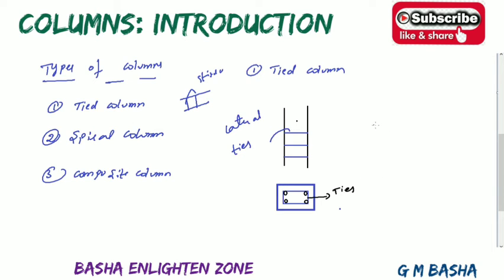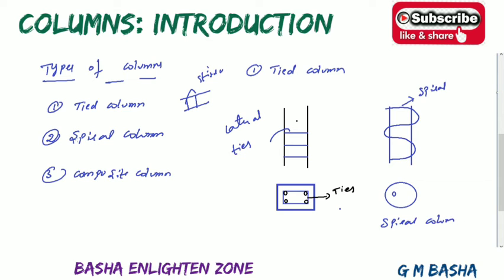And what about the spiral column? For example, if you take any circular column and see the elevation, you will get the dia bars in the form of a spring, in the form of a spiral. Therefore we call it a spiral column. I am showing a rough diagram here. So this is a spiral column.